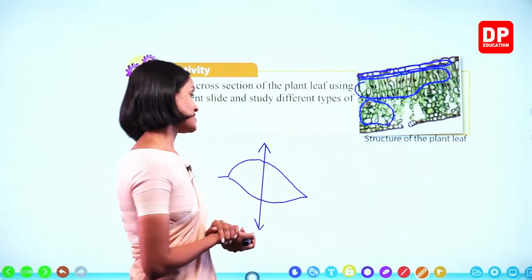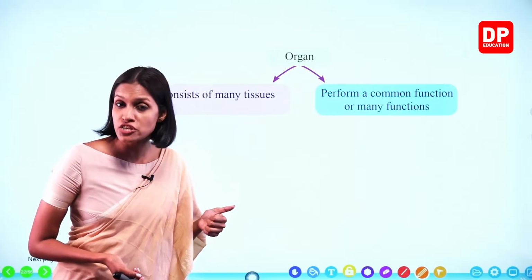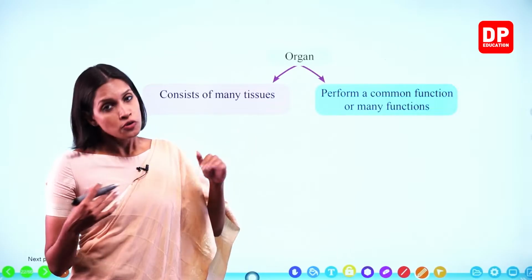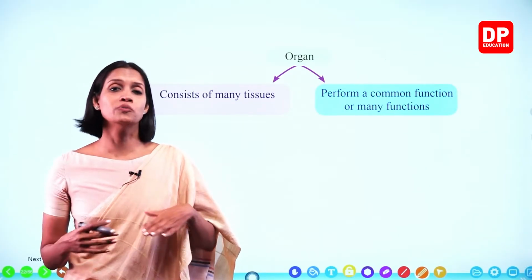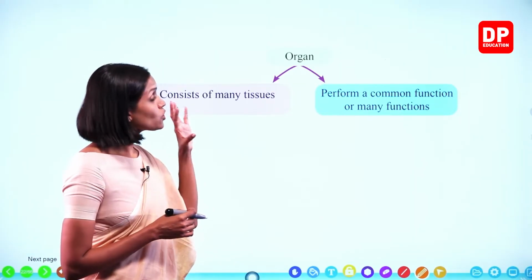Understood, children? So when it comes to the organ, what are the main features of an organ, children? Consist of many tissues. A plant organ or any other organ, animal or plant or any organism's organ, is made up of a combination of different types of tissues, many tissues. And it performs a common function or many functions. It can be only one function or many functions as well. Some organs perform only one function, but some other organs perform a number of functions. I hope you understood about organs now.